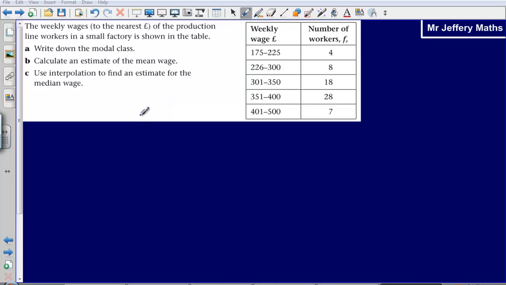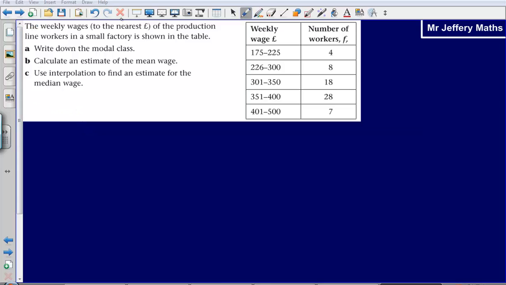Welcome to a second video taking a look at averages from group frequency tables. Here we're taking a look again at the estimated mean and interpolation to find the median.